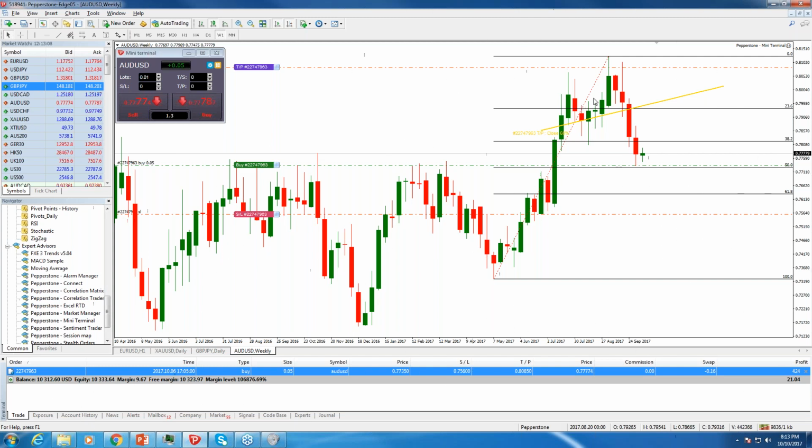I noticed someone here just said, how do you open the mini terminal? So of course, once you've installed the mini terminal, which is actually just a click of a button, I think, you can just left click on it and drag it onto the chart. It's just like left clicking on a currency and dragging it onto the chart. Very, very simple.